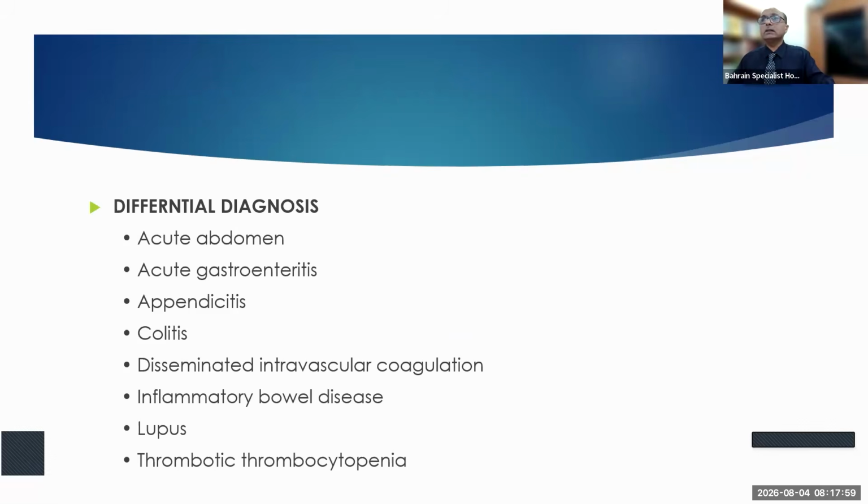Differential diagnosis is vast. It can mimic an acute abdomen: acute gastroenteritis, appendicitis, intussusception, or colitis. Sometimes with severe sepsis, it looks like DIC because of thrombocytopenia. There will be suspicion of inflammatory bowel disease, lupus, thrombocytopenic purpura, or thrombotic thrombocytopenia.